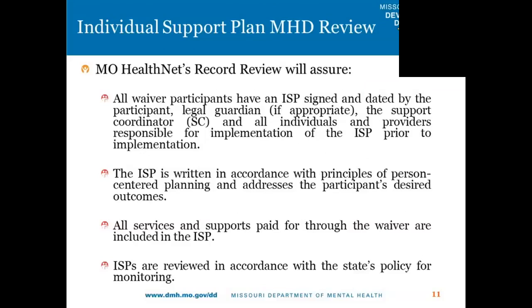All waiver participants have an ISP signed and dated by the participant, their legal guardian, if appropriate, the support coordinator, and all individuals and providers responsible for implementation of the ISP prior to implementation. The ISP must be written in accordance with the principles of person-centered planning and must address the participant's desired outcomes. All services and supports paid for through the waiver must be included in the ISP. And ISPs are reviewed in accordance with the state's policy for monitoring.